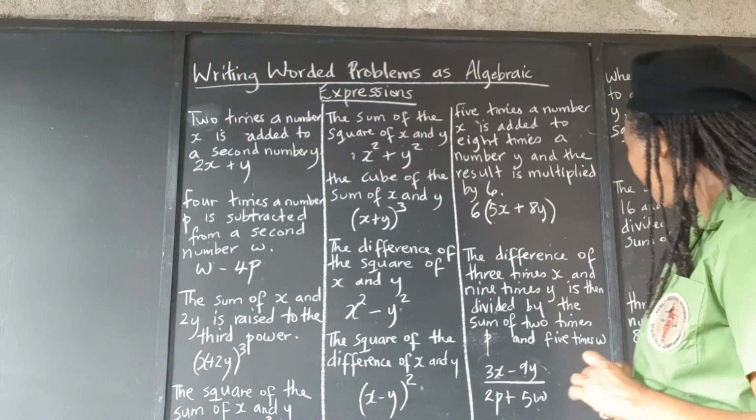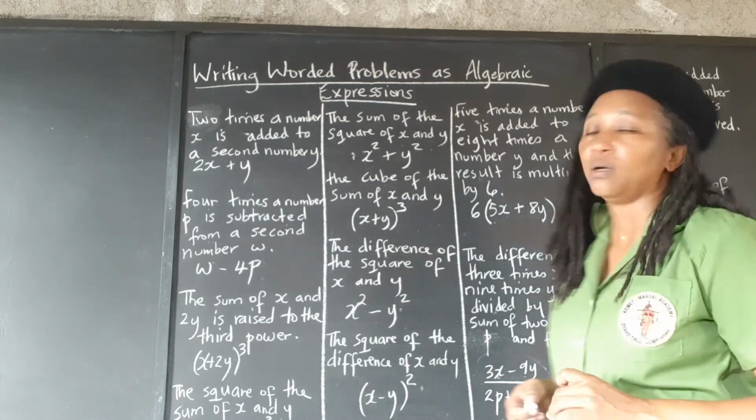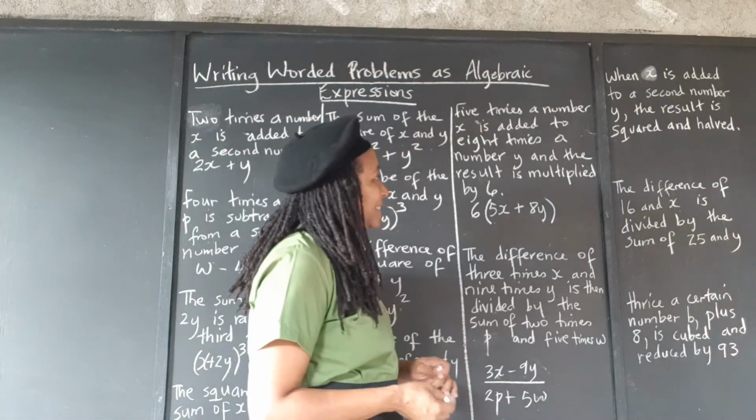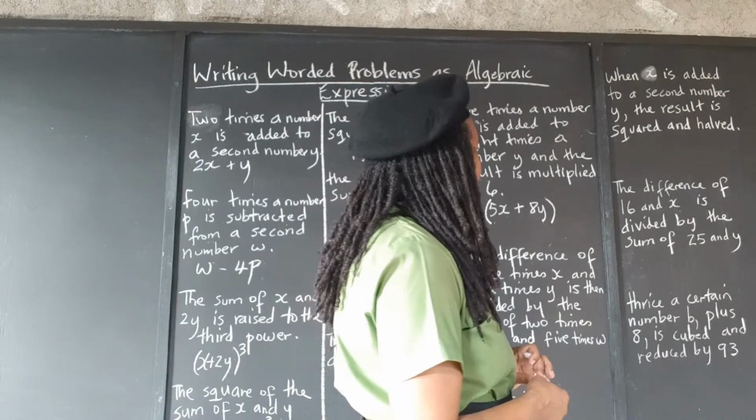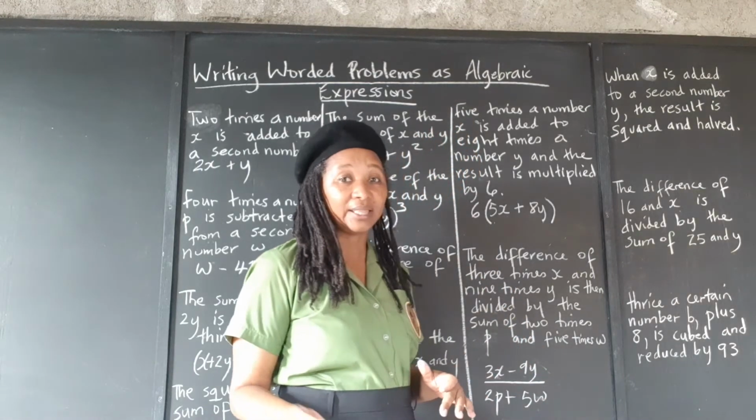So, when x is added to a second number y, the result is squared and then halved.